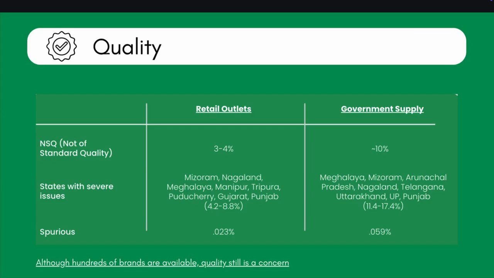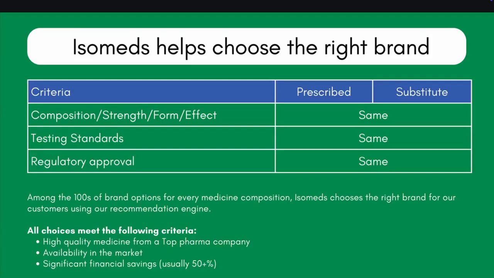Right, so quality is still a concern, though there are so many brands and medicines available. So Isomeds helps you choose the right brand. We help you choose the best brand that has gone through all the testing standards, all the regulatory approvals, and has the same composition, strength, form, and effect in the medicines. So we substitute only the brand name and not the medicine.